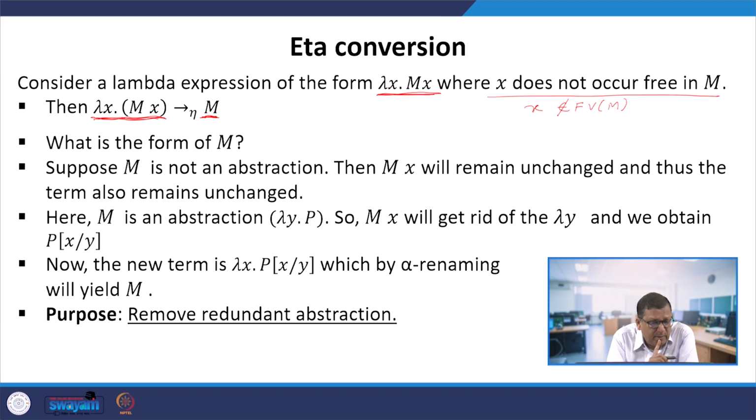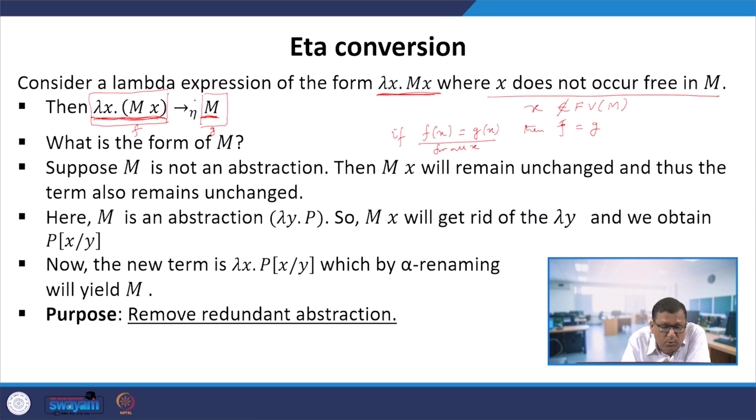The idea is that let us say this is one function f and this is another function g. We know that if fx is equal to gx for all x, then f is equal to g. That means for all arguments, if these two functions behave in the same way, we call them the same. So by this rule they should be the same. Let us see why they are the same.